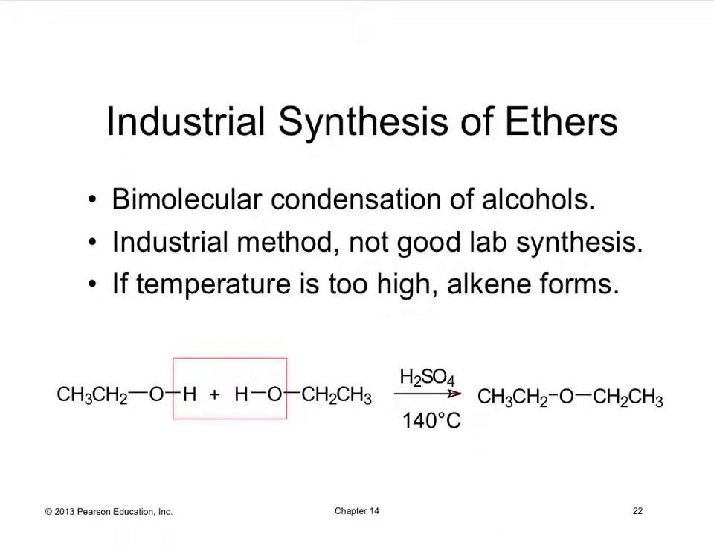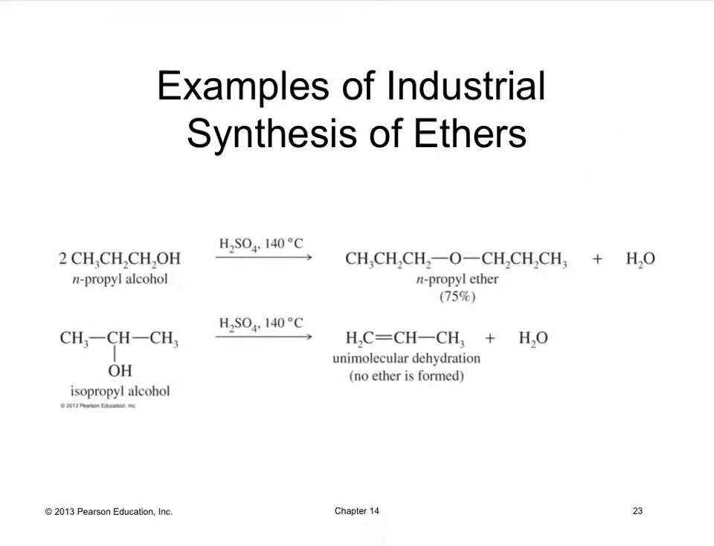So this is part 2 of chapter 14. We had left off here on the industrial synthesis of ethers. Moving forward, in terms of examples of industrial synthesis of ethers, here are a couple of examples. Here's n-propyl alcohol, sulfuric acid, high temperatures, n-propyl ether. Isopropyl alcohol, again sulfuric acid, high temperatures. You get unimolecular dehydration in this case, no ether is formed.